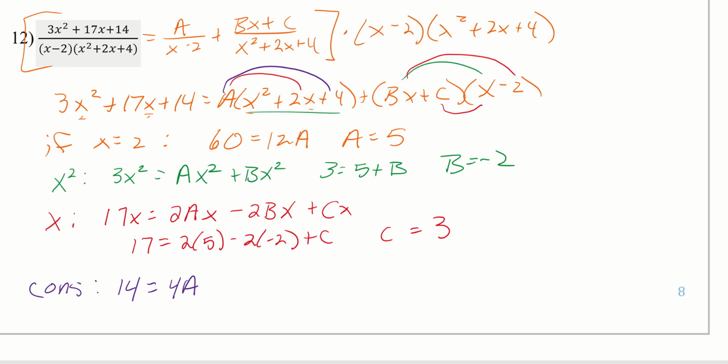And I don't know why I'm still going on this one. We have a, b, and c. Cool. I was just getting too excited, I guess.